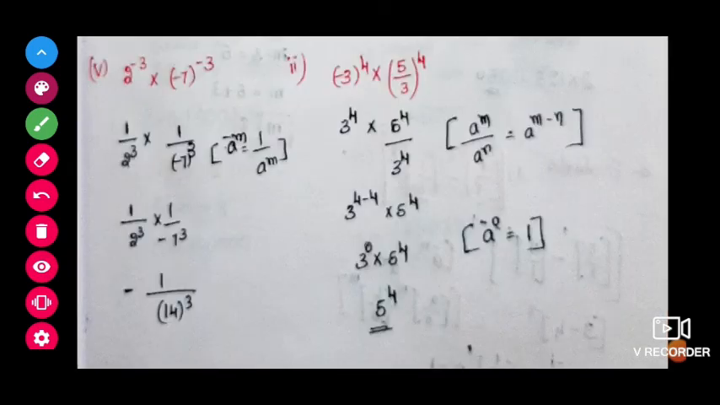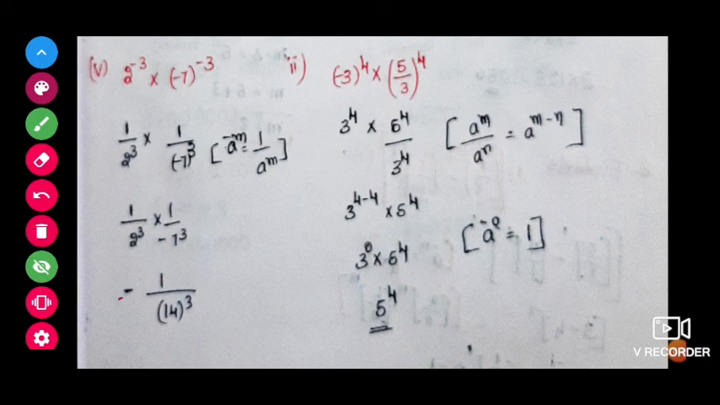Next one, 2 to the power minus 3 into minus 7 to the power minus 3. Here we are having both negative. So first, to make it positive, 1 by 2 to the power 3 into 1 by minus 7 to the power 3. Because a to the power minus m we can write as a positive exponent like 1 by a to the power m. Now 1 by 2 to the power 3 into 1 by minus 7 to the power 3. Overall only 1 minus is there. So minus will be compulsory for the answer.